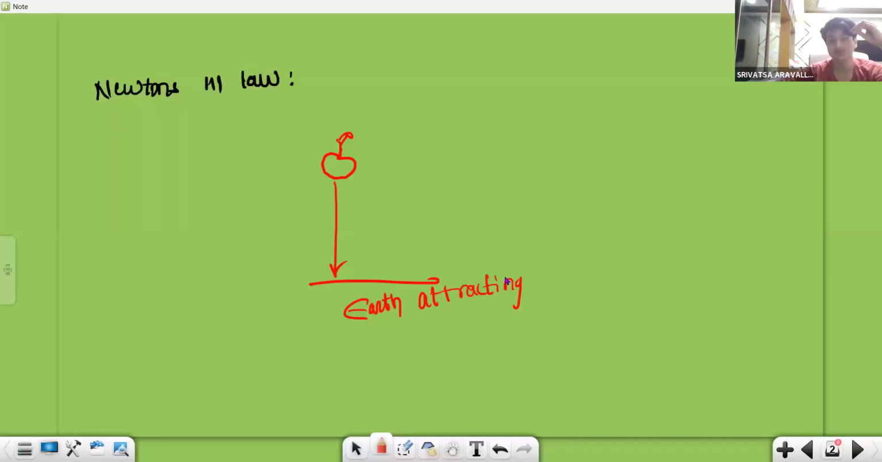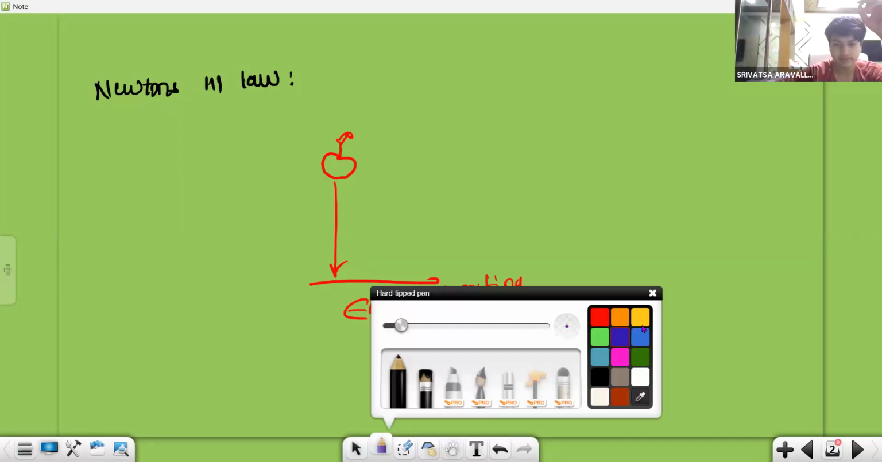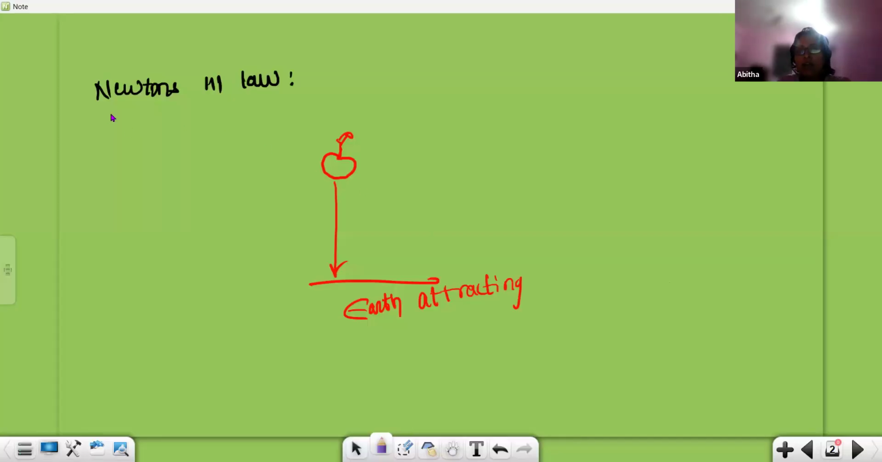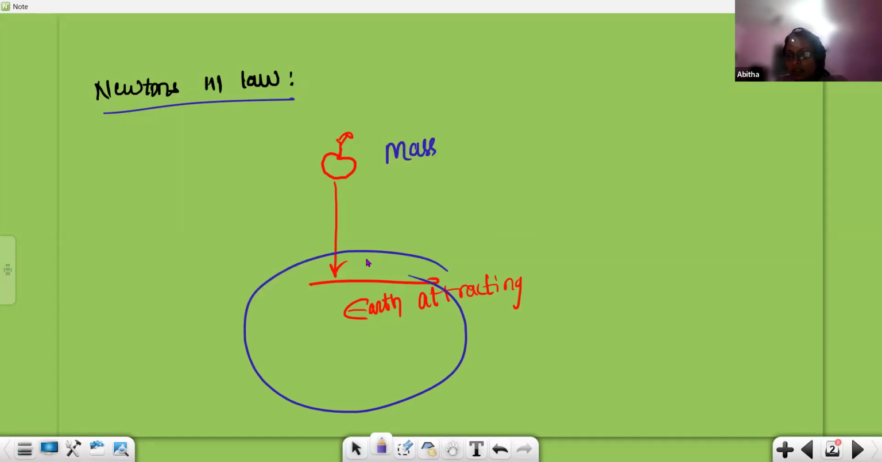Yes? But it is not happening. Why is it not happening? Why only earth is attracting apple? Why is the apple not attracting earth? It's just because of the mass. According to Newton's third law, the apple's mass is very small compared to the mass of earth. Earth is a very big object, right? The bigger one attracts the smaller one, but the smaller one cannot attract the bigger one.